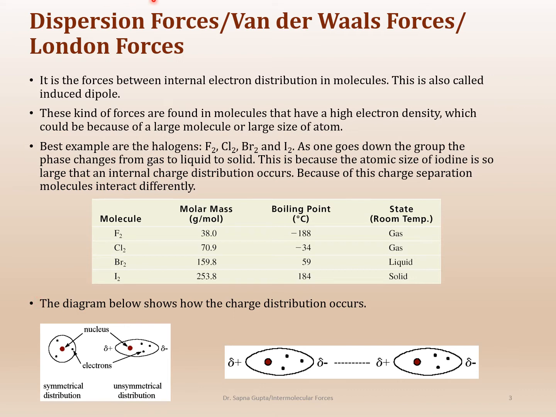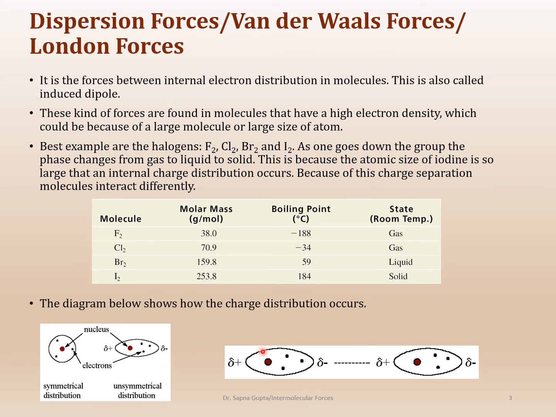This is also called van der Waals forces, also called London forces. All of these are the same things. It is the force between internal electron distribution in any kind of molecule, which causes an induced dipole. So if you look at the bottom structure over here, if you have a normal atom, these atoms can then give an unsymmetric distribution, where the nucleus is on one side and the electrons are on one side, which means that the atom has a delta negative and delta positive all by itself. And this usually happens because of the size of the atom, and I'll give you an example in a minute, but this is kind of what happens.